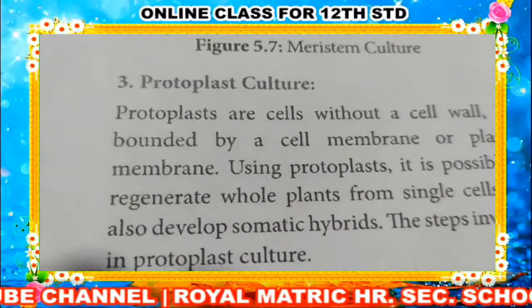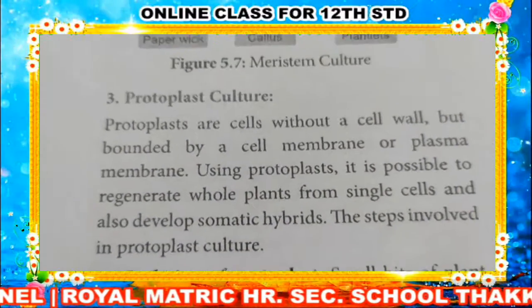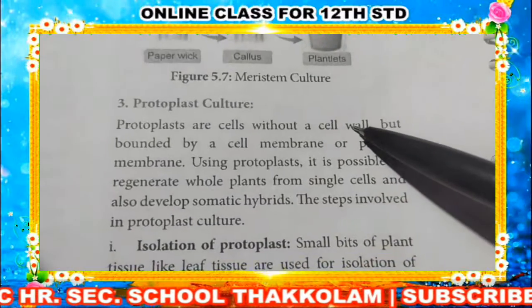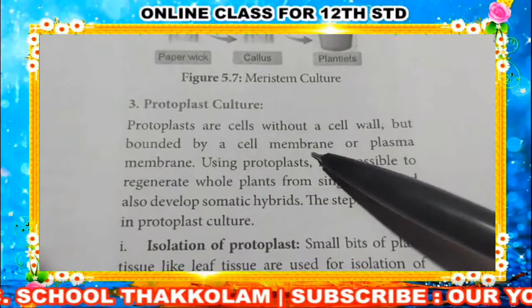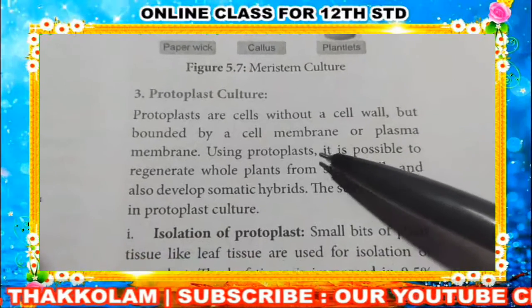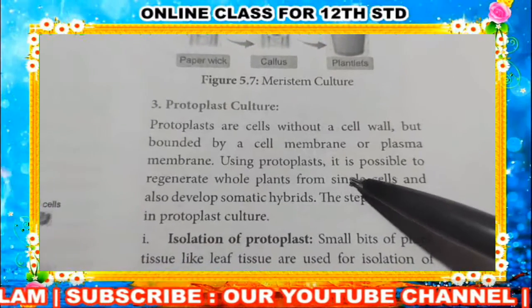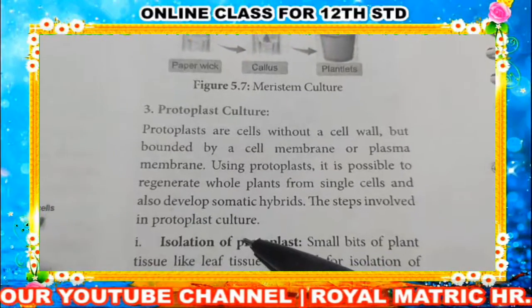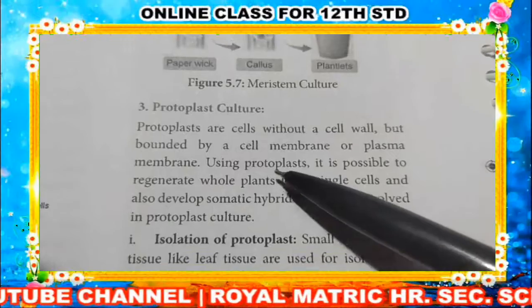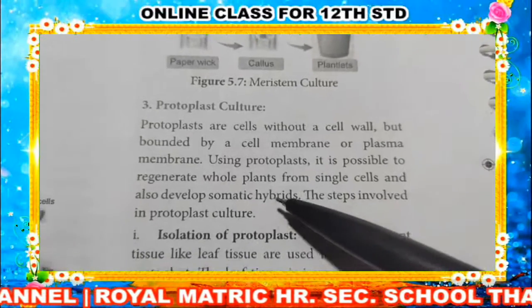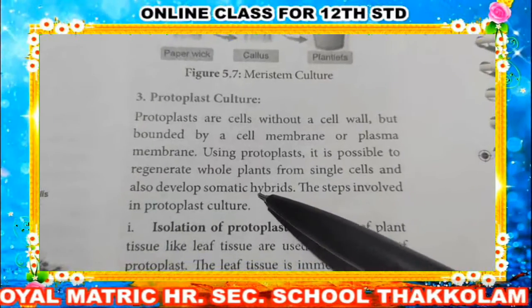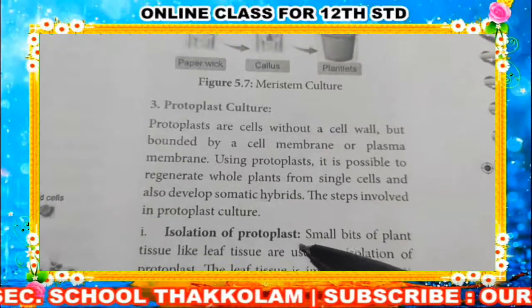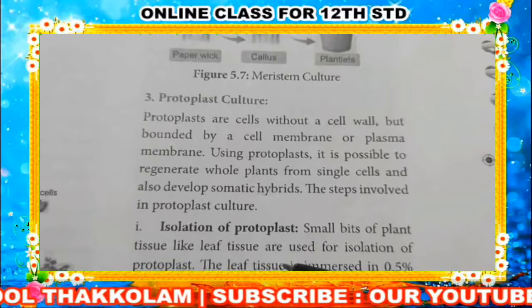Next is the protoplast culture. What do you mean by protoplast? Protoplasts are cells that have a cell membrane but not a cell wall. They are bounded by the cell membrane. Using protoplast culture, it is possible to regenerate a whole plant from a single cell. From the protoplast, a whole new plant can be formed, and it will form the somatic hybrid. This involves certain steps.